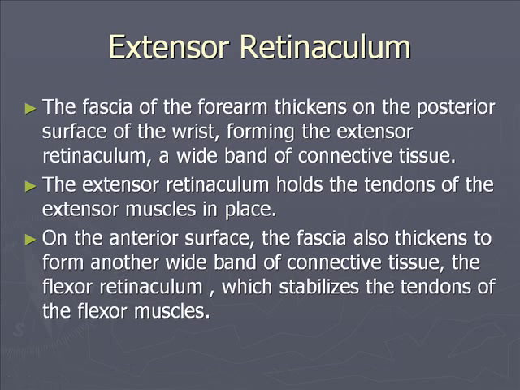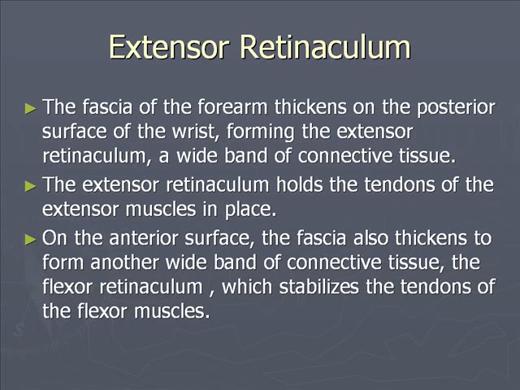Now, there is a fascial tendon layer, again, that crosses the wrist. This is referred to as the extensor retinaculum. The fascia of the forearm thickens in the posterior surface of the wrist, forming an extensor retinaculum, which is basically a wide band of connective tissue. The extensor retinaculum holds the tendons of the extensor muscles in place. Again, the extensors on the back.